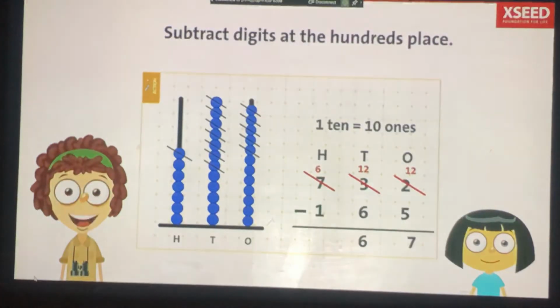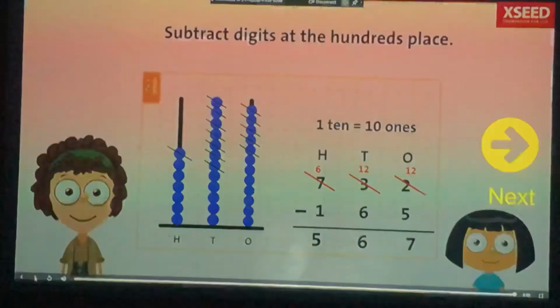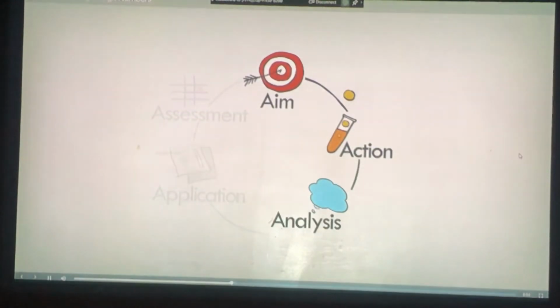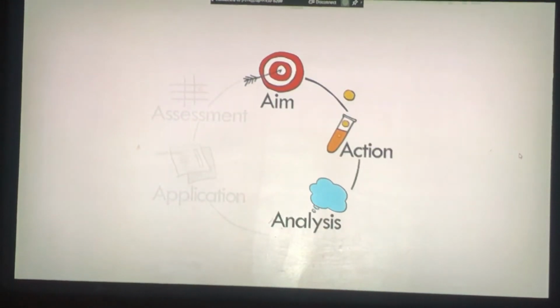Mia, what did you get on subtracting digits at the hundreds place? I got 500s on subtracting digits at the hundreds place. Good, Mia. The difference between 732 and 165 is 567. Time for analysis. Let's watch a Cool Talk video.